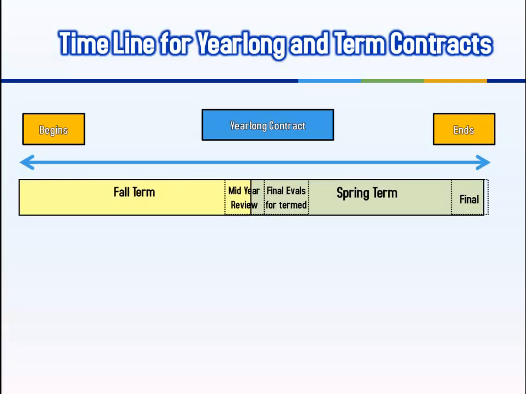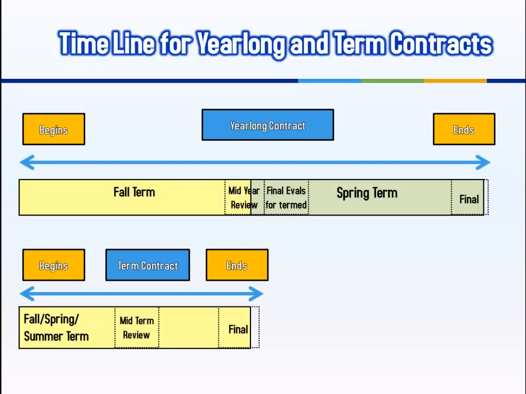All evaluations are divided into year-long and term labor enrollment agreements. A year-long cycle begins in the fall and concludes at the end of the academic year in the following spring. Please notice the areas that define when the mid-year review and final evaluations are to occur. In contrast, a term labor enrollment agreement will conclude with a final evaluation at the end of the term.